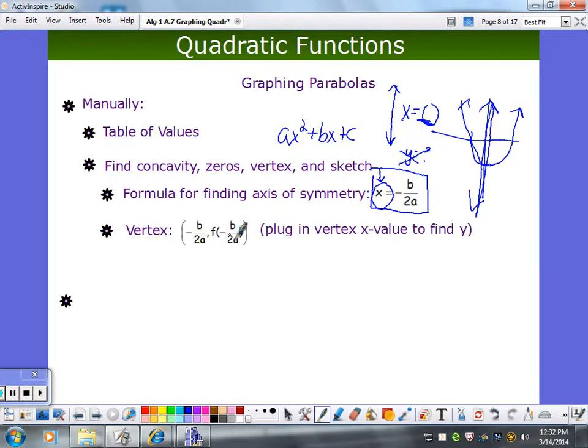Now the vertex. Some people freak out when they see that. What's going on here? Oh no. Now here's the vertex. Relax. If I have a parabola around an axis of symmetry, isn't the vertex always on that place where, if you fold the paper, the two sides meet up? So its x value is always going to be the x value on the axis of symmetry.